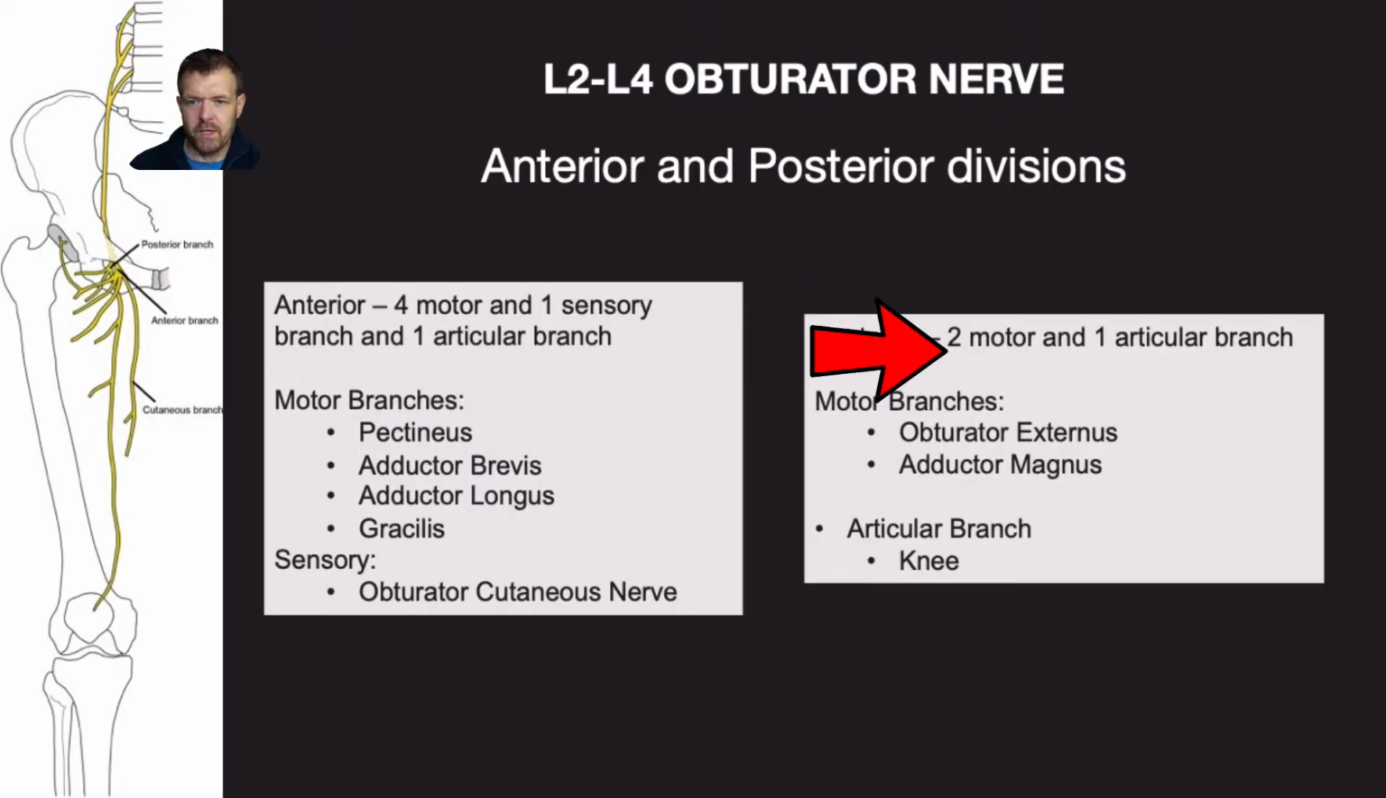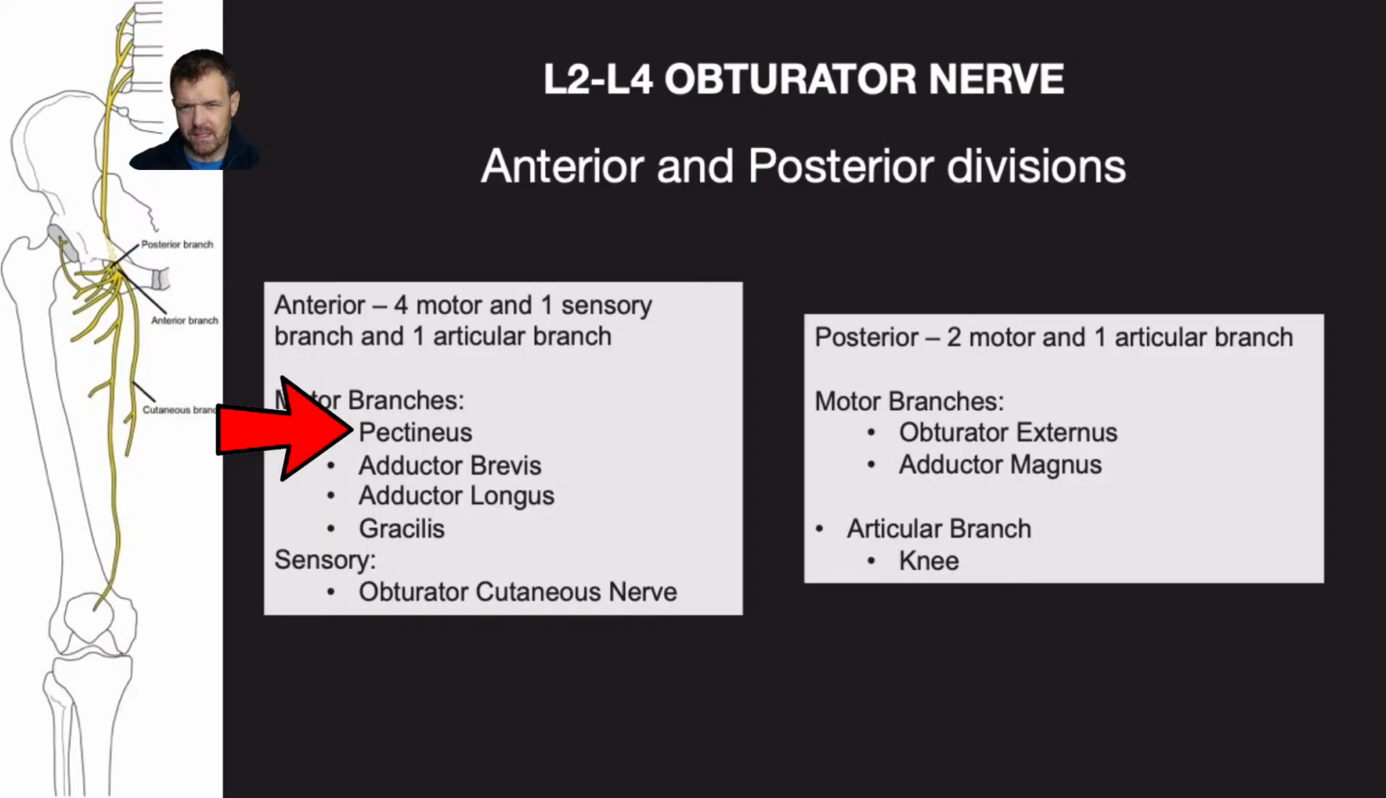Okay, so posterior, 2 motor, 1 articular branch. So 2 going to the muscles, 1 going to the joints. These were the muscles that it supplies. We've been looking at the adductor magnus. The obturator externus is part of the hip, so we'll have a look at that when we get to the hip, as is the pectineus.